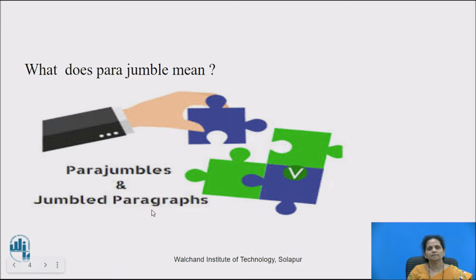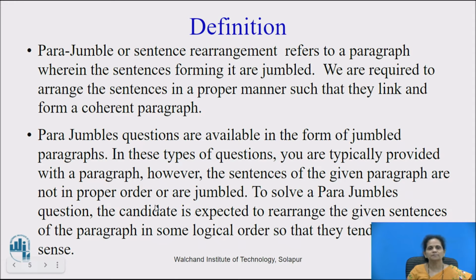So, let us first think, what does Jumble mean? Take a pause, think about this question and try to give the answer. Jumble or sentence arrangement refers to a paragraph wherein the sentences forming it are jumbled. We are required to arrange the sentences in a proper manner such that they link and form a coherent paragraph.